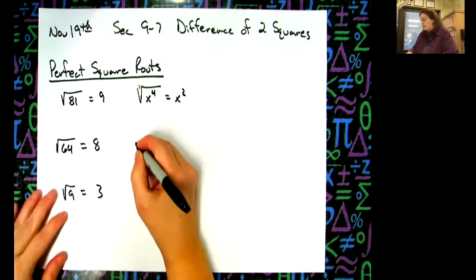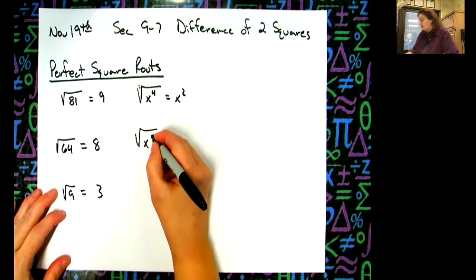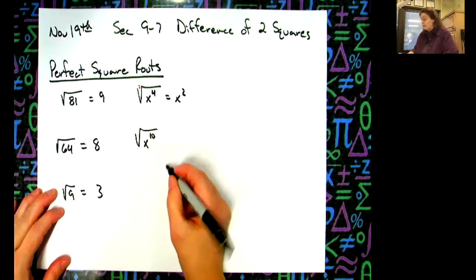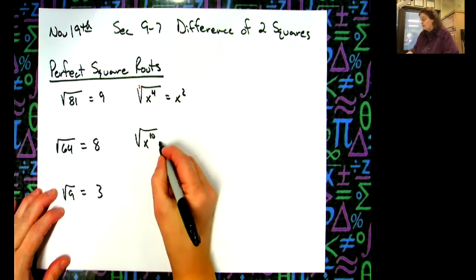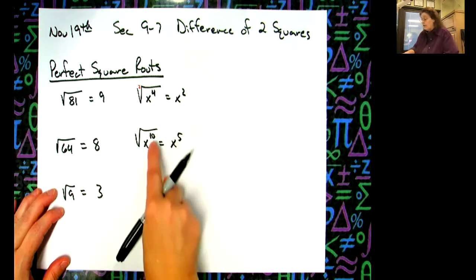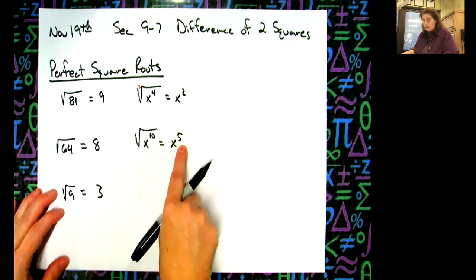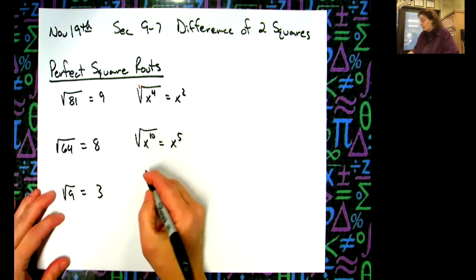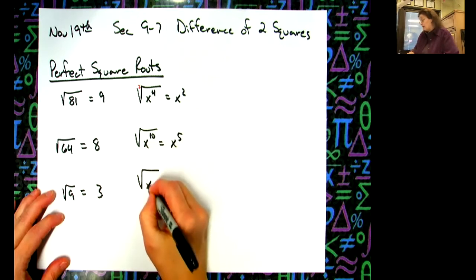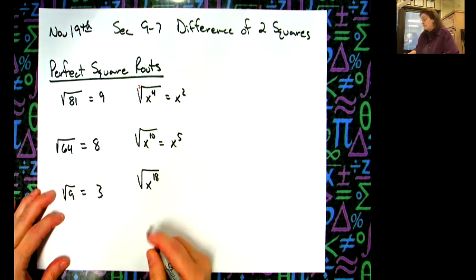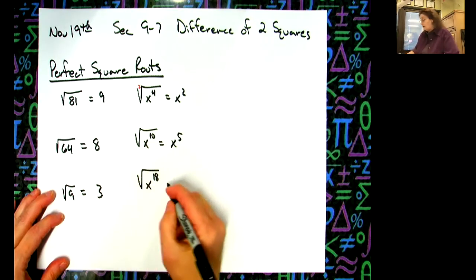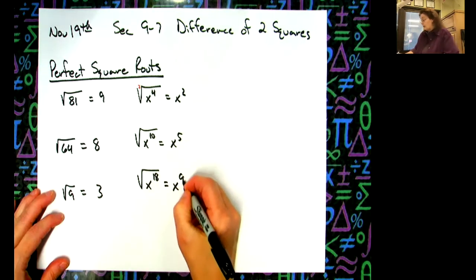All right, so then if I had the square root of an x to the 10th, all right, well, 10 divided by 2, that's going to be an x to the 5th. Any even exponent will give me a perfect square root. Okay, so if I did square root of x to the 18th, all right, 18 divided by 2 is 9, so that is x to the 9th.